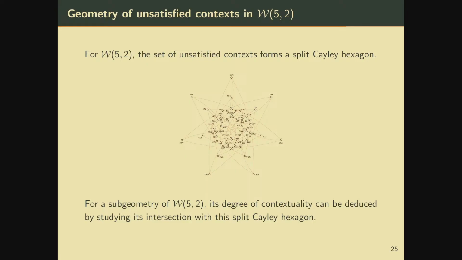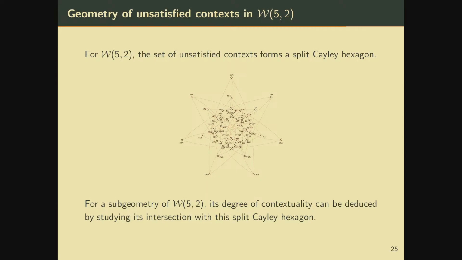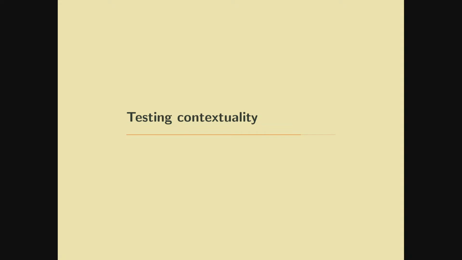And why is it interesting? Because once we understand this, suppose you want to describe the contextuality of another subconfiguration of here. Well, you can study how this subconfiguration will intersect this one and deduce some properties of the constraints that cannot be satisfied in your other configuration. Okay, so we are good for the Rio Negro inequality and the constraints, which are this configuration that we cannot satisfy. Okay, so let's move to the test.